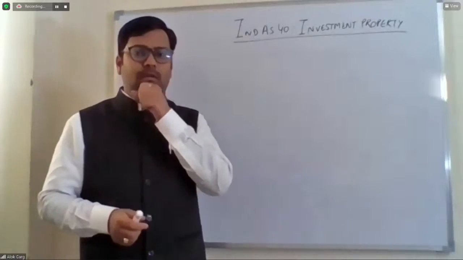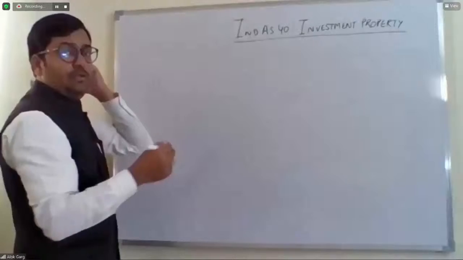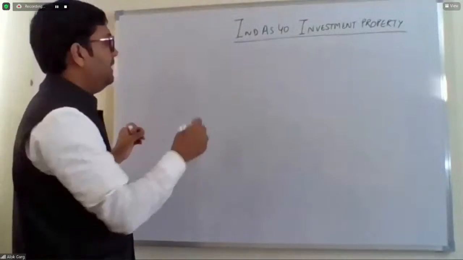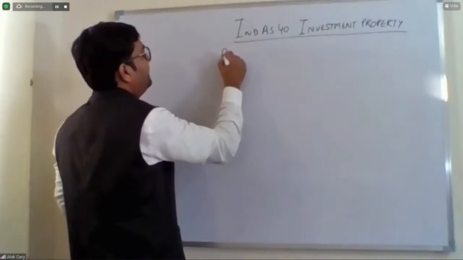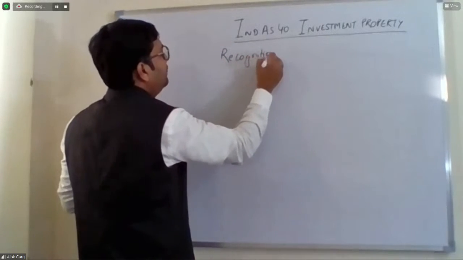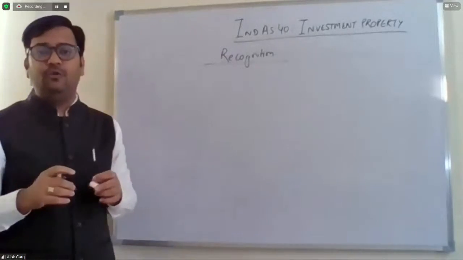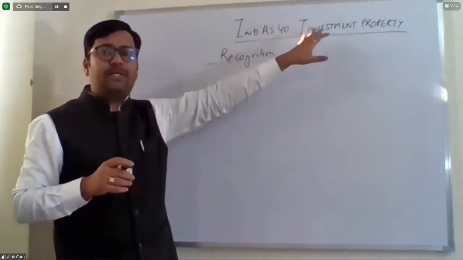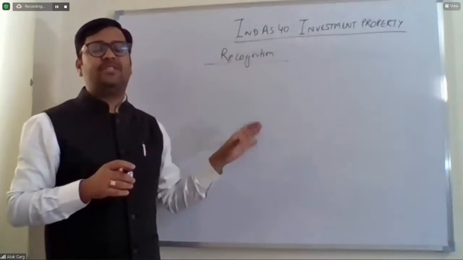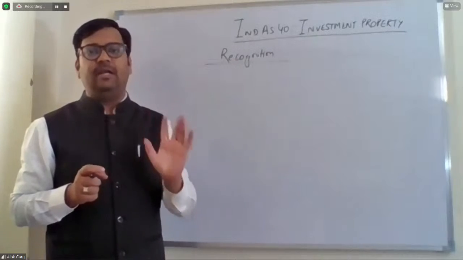Okay. Now we are moving on to the next part. Recognition of an item as property, plant and equipment. In case of PPE, the ambit was very large, very huge. But as far as investment property is concerned, we started our session reflecting that this standard will include only two assets, land and building.